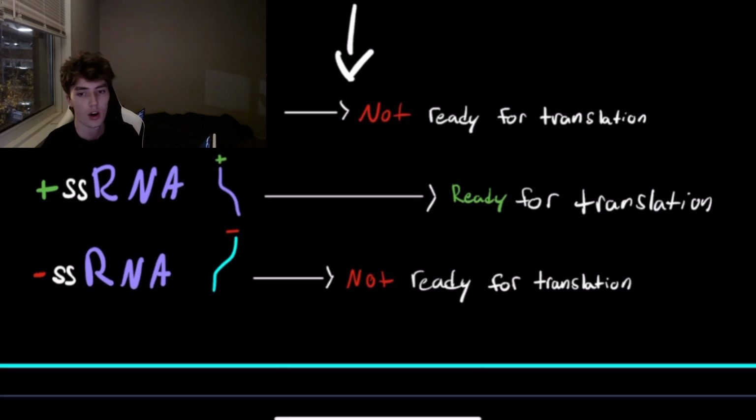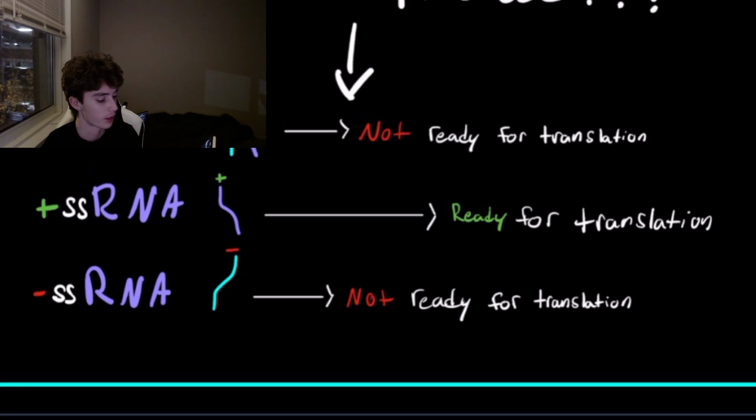Negative sense single-stranded RNA viruses are not ready for translation because they are not essentially mRNA yet. They still need to get converted into mRNA. And they do this through the RNA-dependent RNA polymerase. Now, a quick reminder, this all happens in the cytoplasm.